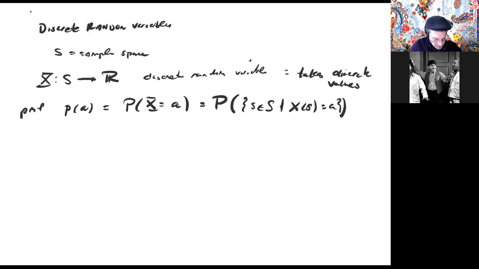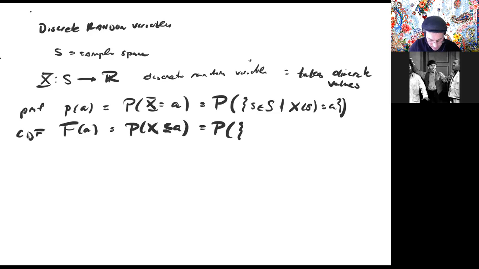And likewise, we have the CDF, the cumulative distribution function, that's usually denoted capital F, and F of a is the probability that X is less than or equal to a, which is the same as the probability of the event given by the set of all s in the sample space such that X of s takes value less than or equal to a. These are just the definitions.